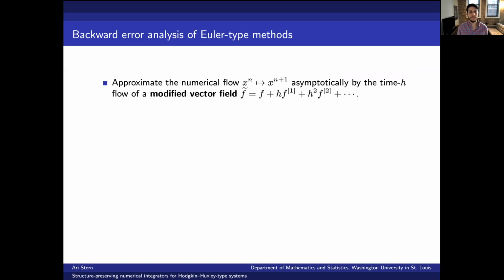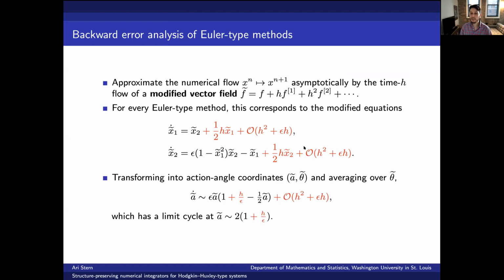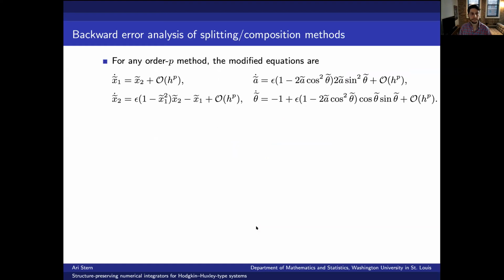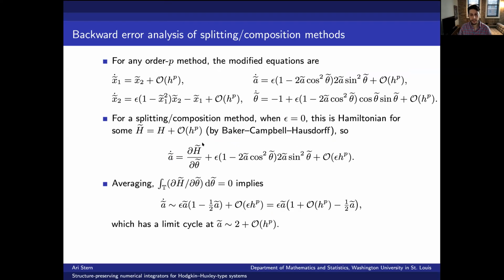And so this can be described via backward error analysis. We think of the numerical flow as being asymptotically the flow of a modified vector field. And you can show that the modified vector field for Euler-type methods has these additional terms. And when we do the method of averaging, we pick up this error in the limit cycle radius. On the other hand, for splitting methods, we can use the Baker-Campbell-Hausdorff formula to get the average dynamics and show that the limit cycle is 2 plus O(h^p), where p is the order of the method.